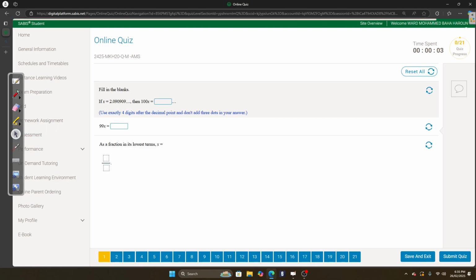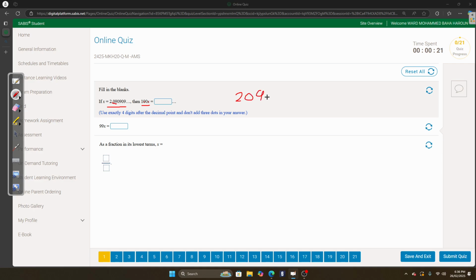Okay, first off, they tell us x is equal to 2.090909. For this one, they want 100x, right? So you're going to multiply by 100. You're going to move it by 2 places because it's 2 zeros. So you're going to move it 2 times. It's going to be 209.0909. The first one is 209.0909.